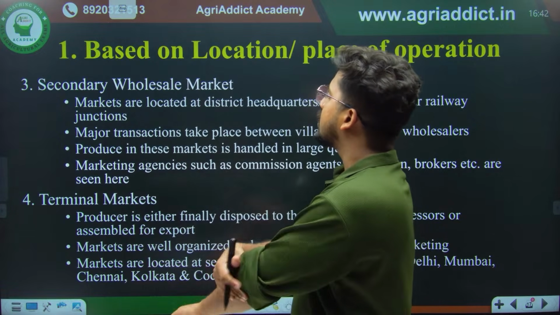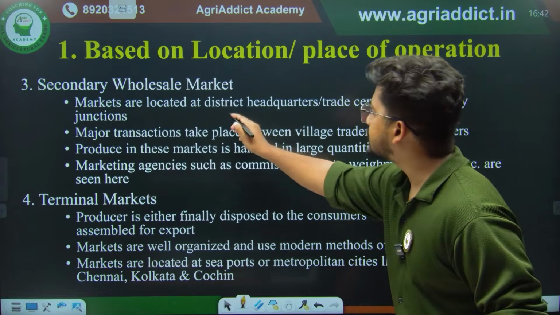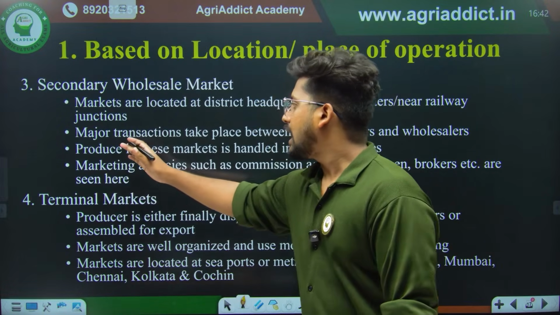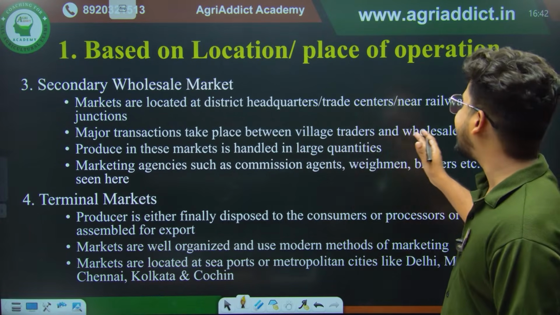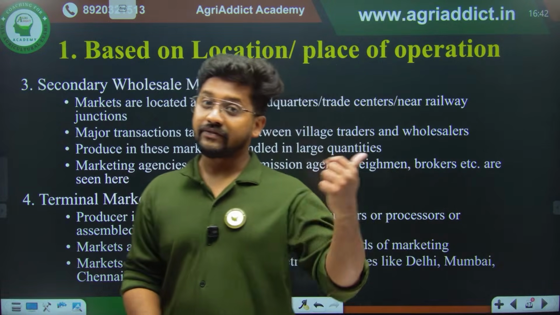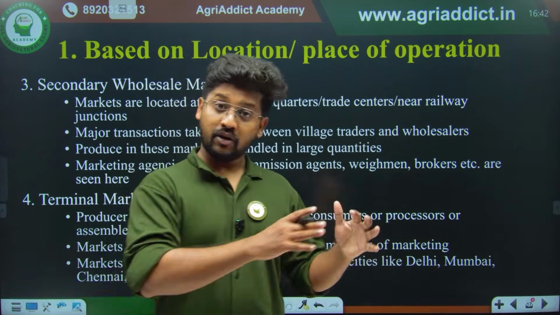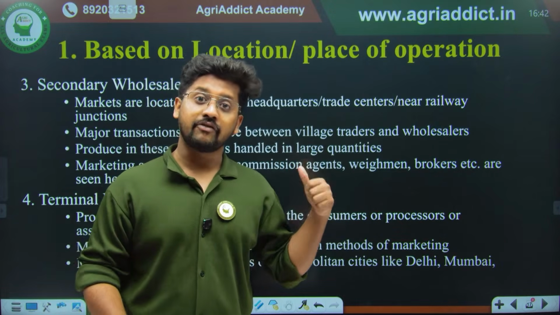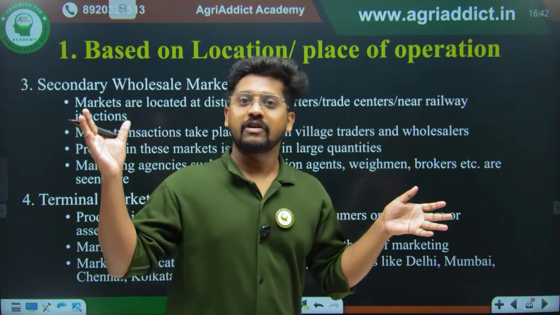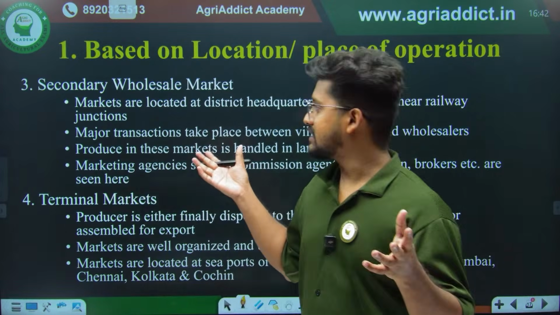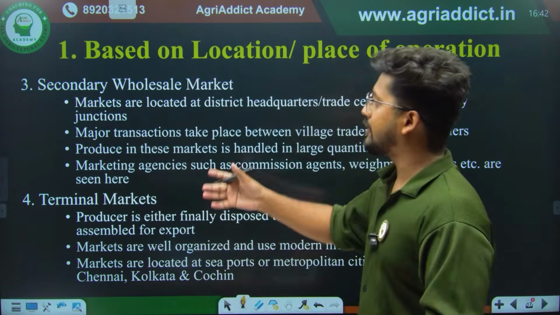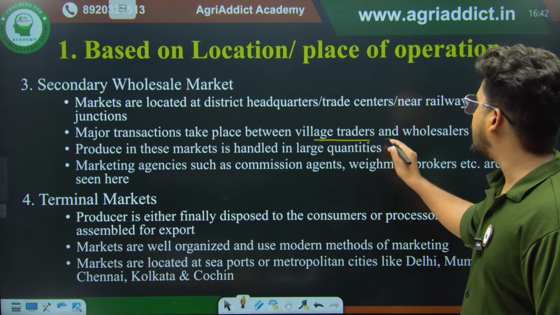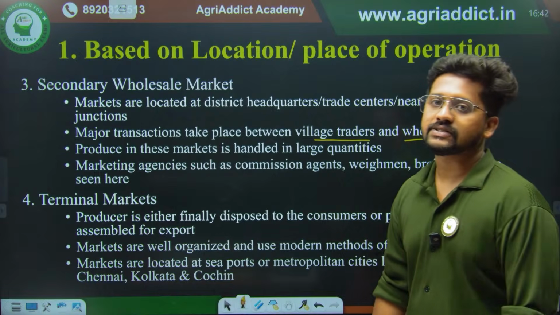So in the secondary wholesale market, markets are located at the district headquarters or the trade centers, or they can be near the railway junctions, and the major transaction takes place between the village traders and the wholesalers. So we had some village traders in the primary market. They collected all the things from there and are dumping them in the secondary market, because in the secondary wholesale market we have very big traders, very big merchants as wholesalers, right? So they will be collecting from the wholesalers. So who are the key players here? You will be seeing village traders as well as wholesalers.